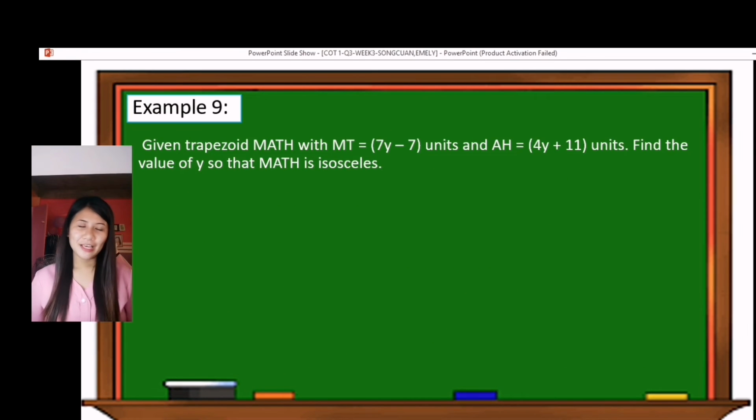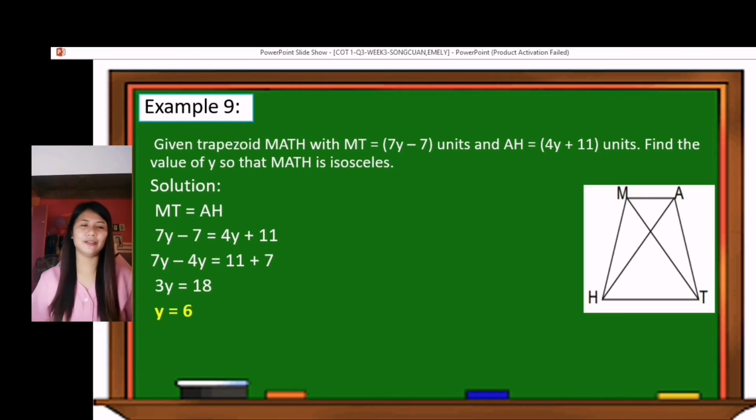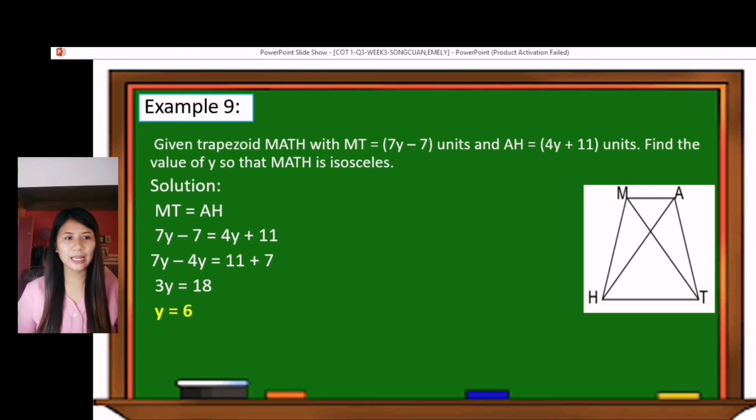Example number 9. Given trapezoid MATH with diagonal MT equal to 7y minus 7 units and diagonal AH equal to 4y plus 11 units. Find the value of y so that MATH is isosceles. So here is the solution. Consider the diagonal MT is equal to diagonal AH. So, let us substitute each value. We have 7y minus 7 is equal to 4y plus 11.